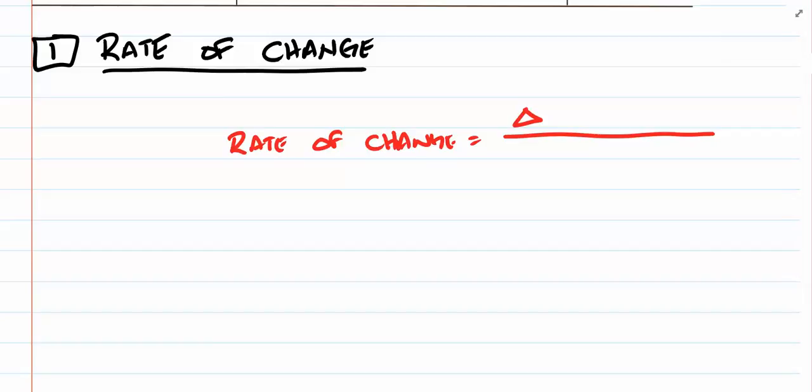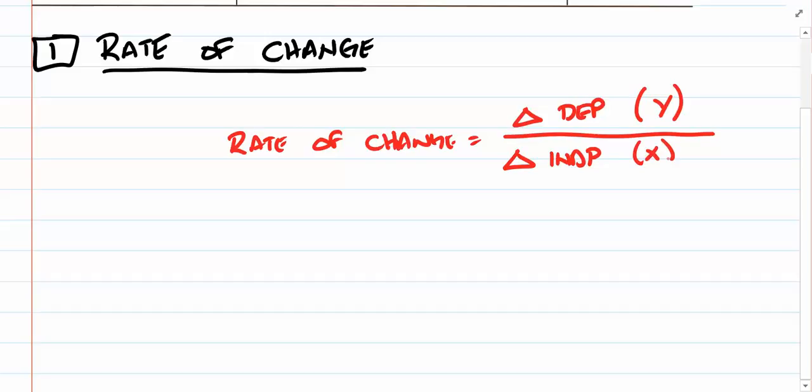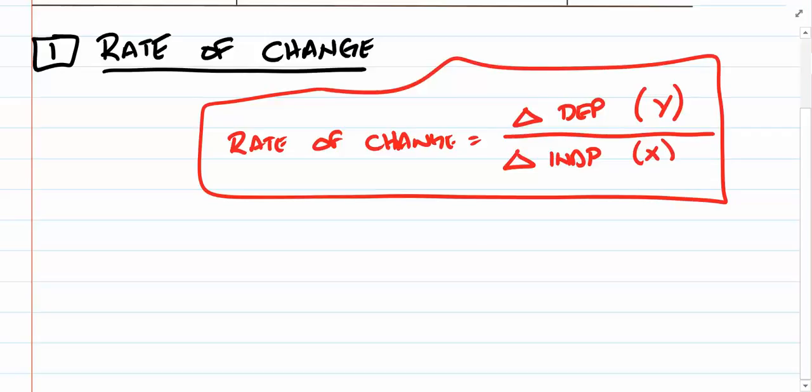So it's the change in the dependent variable, and the dependent variable in algebra is most often y, divided by the change in the independent variable, and that for us is x. So it's the change in the dependent over the change in the independent, and that's how they talk about rates of change. So the change in y over the change in x. This is going to be our working definition of what we mean by rate of change.